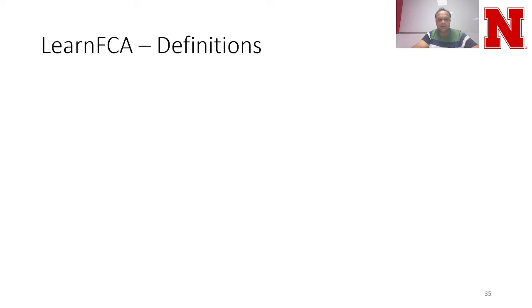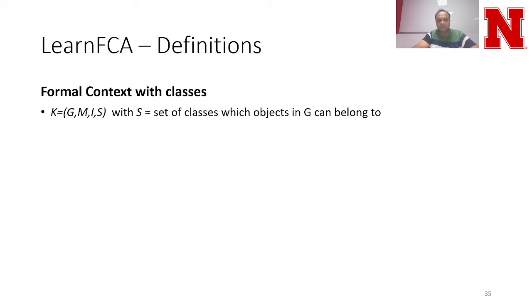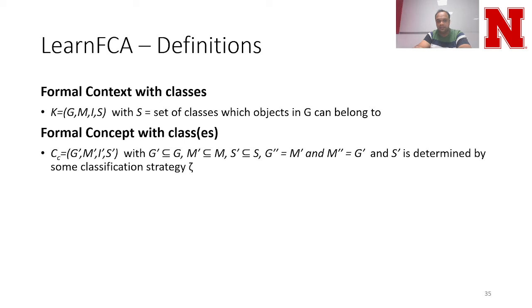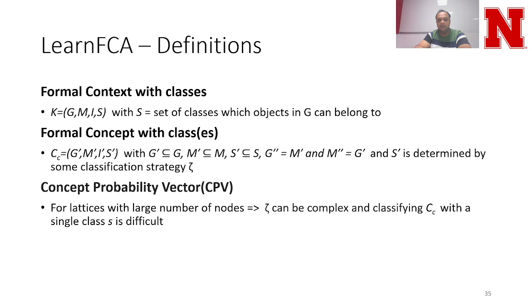So moving on to our work, LearnFCA. Before we go into the detail, let's see some basic definitions that we developed. The first is formal context with classes. We just scaled the original formal context with a set of classes, wherein each object can now belong to one class or a set of classes. Then similarly, we extended the formal concept with classes, wherein a class or a set of classes can now be associated with the formal concept based on a certain classification strategy, which we will see.